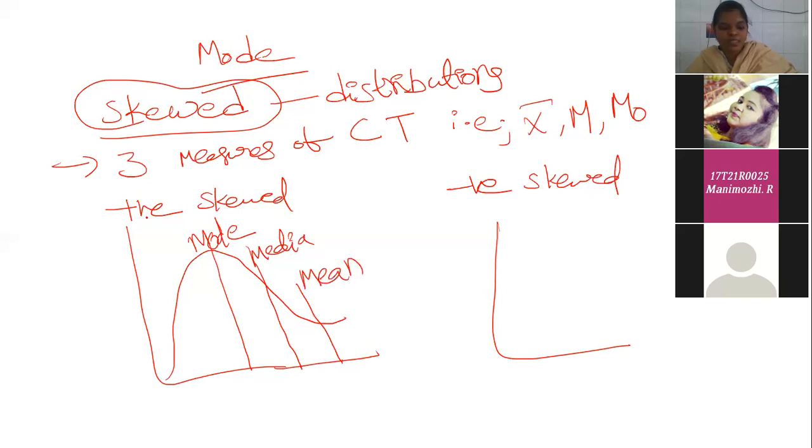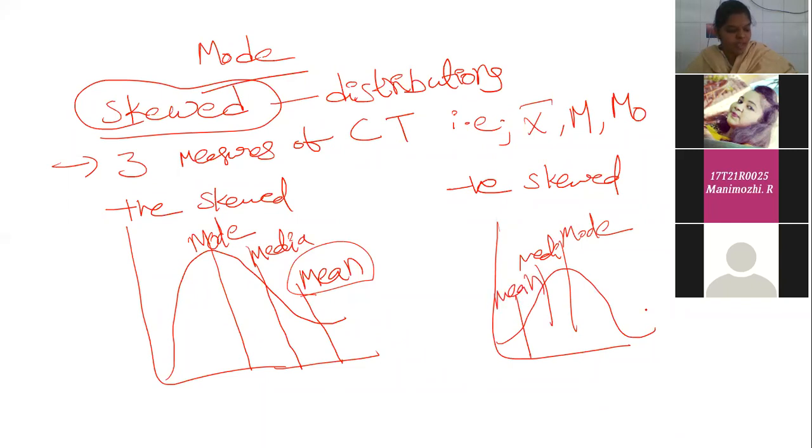In case of positively skewed distribution, the mode will be the highest value. Then the median lies on the right hand side of the mode, and then comes the mean. So the three measures of central tendency are located like this in a positively skewed distribution. If it is negatively skewed, the mode will be the highest, this is the same, the next one is the median, and the last one is the mean.